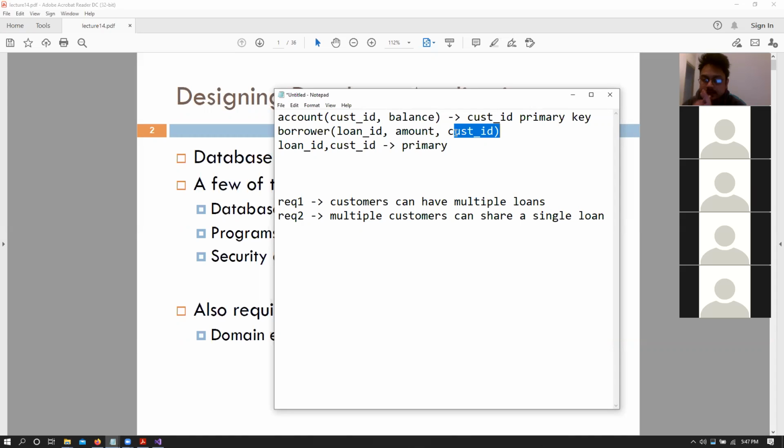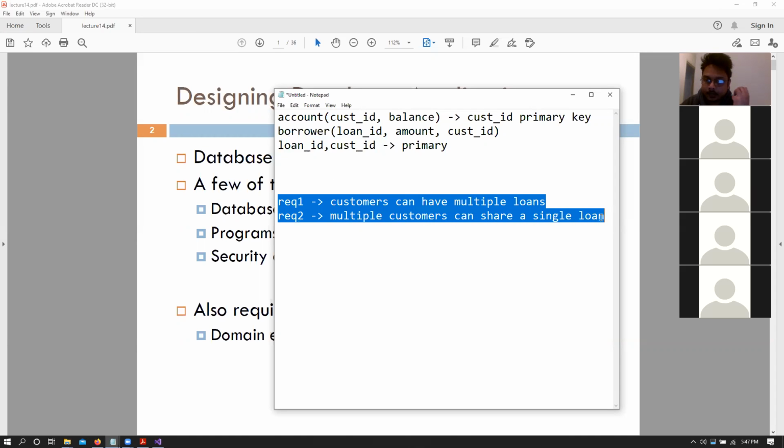Since it's a new thing, let's talk about the whys and the whats and the hows, right? So why do we need it? What is it? And how do we use it, right? So why do we need it? Firstly, mainly the reason is that just by stating loan ID and customer ID are primary keys, that is not obvious enough information which says that these two requirements are satisfied.